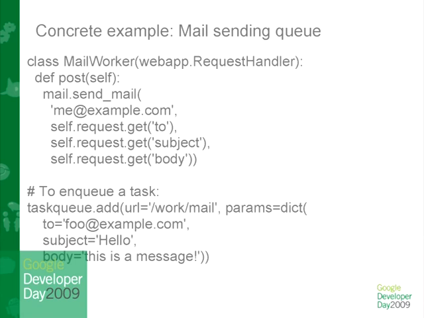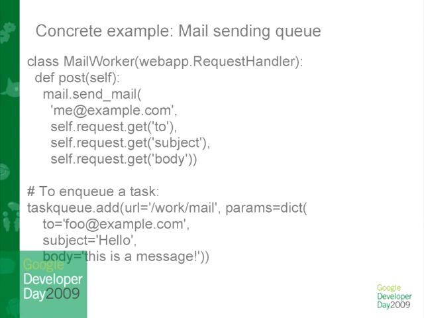So let me give you a concrete example so you really understand. This is a queue for sending mail. Sending can take a long time. Maybe you want to do some extra work. So you may want to have a queue to do this in the background so users don't have to wait for the mail to spool up and go.